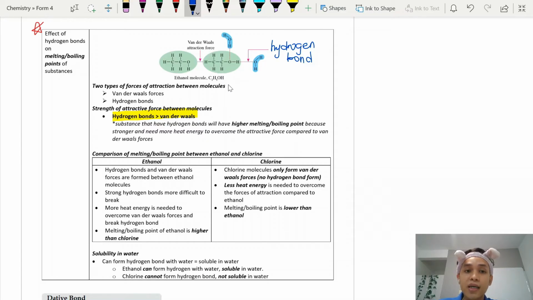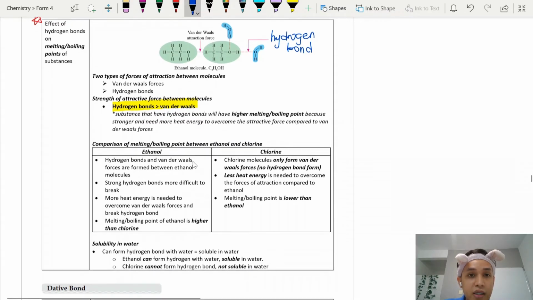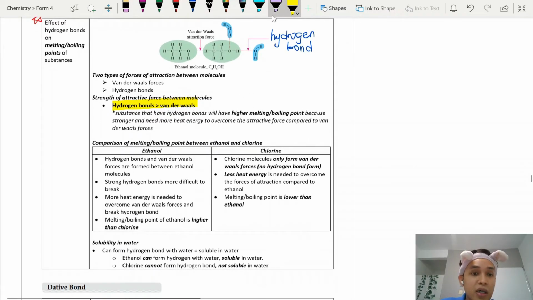Okay, that is why the melting or boiling point of ethanol will be higher compared to those that only have van der Waals forces. Okay, so for example, if you look at my table right here, I already did a summary. So in ethanol, you have two types: hydrogen bonds and van der Waals forces. Okay. So strong hydrogen bonds.